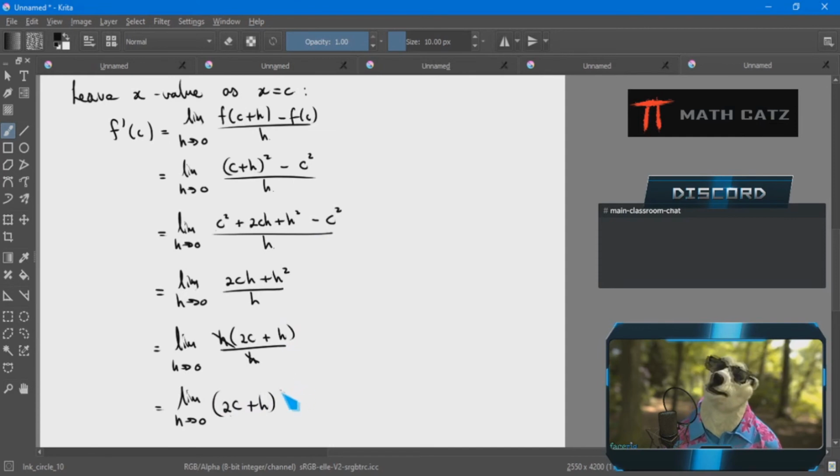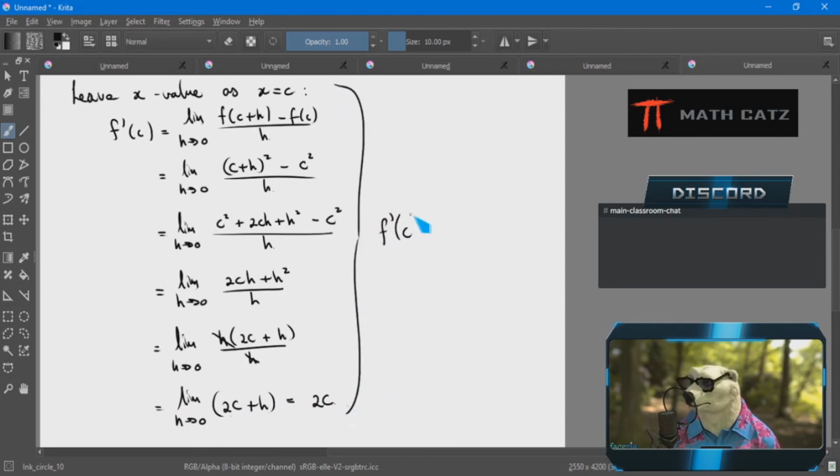Now, the h is the variable in this limit. h goes to 0. The c is as if it's a specific number. So h is the variable thing. This is a polynomial in h. Plug in 0 for h, I get 2c. So all of this to get a formula in this case, 2c.